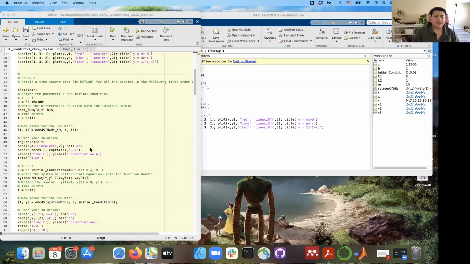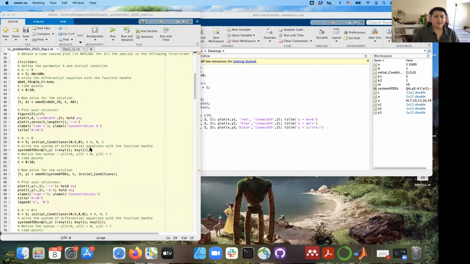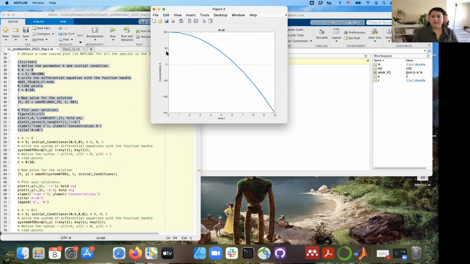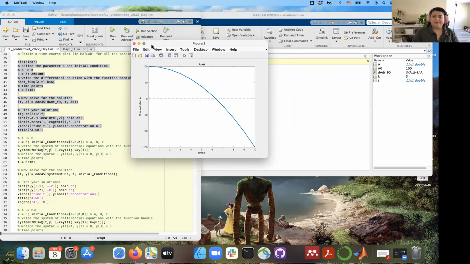Okay, I can share what my solution looks like. So this is what my MATLAB code looked like all the way to here. So here's our solution. So yes, it is a decreasing function, a decreasing exponential function, which we did expect. We did see our analytical solution look something similar to this.